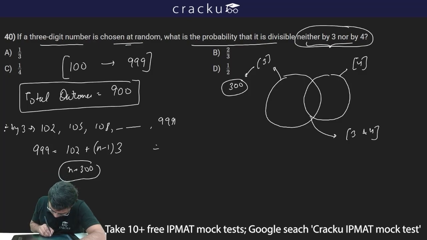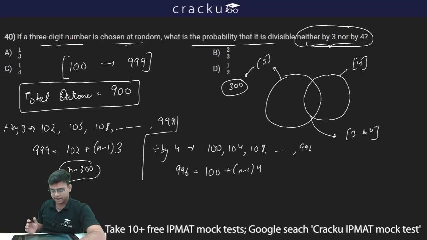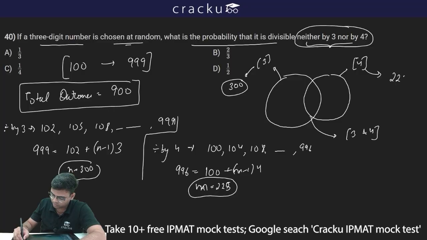Now what are divisible by 4? Divisible by 4 will be 100, then 104, then 108 up till 996. Using the same formula, an is equal to a plus (n minus 1) into d, so 996 is equal to 100 plus (n minus 1) into 4. This is 896 divided by 4, which is 224. So m, I'll use m here, should be equal to 225. Thus the total number of 3-digit numbers divisible by 4 is 225.